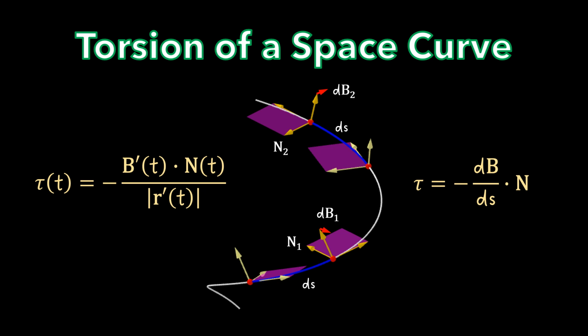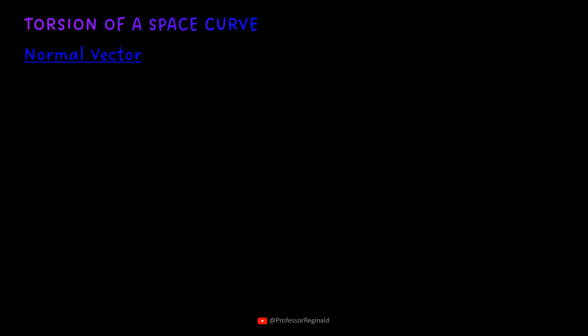Hello, everyone. In this video, we will discuss torsion of a space curve. Let us first define the normal vector. We use the normal vector to represent the direction at which a space curve is turning. But how do we choose this vector mathematically?